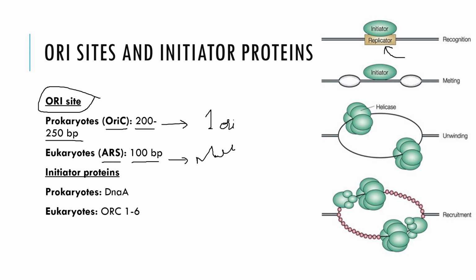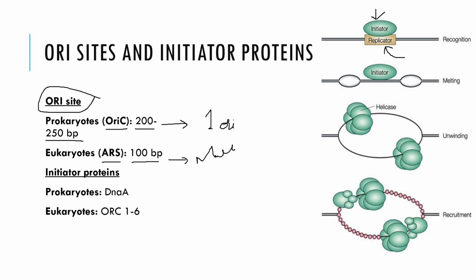Another thing is that here the ORI site is available. Firstly, this ORI site is recognized by the initiator protein. This is the initiator protein, as you can see in this diagram. In case of prokaryotes, the initiator protein has a different name and the structure is also different. And in case of eukaryotes, the initiator protein has a different name and different structure. So now we will look into what is the name of the initiator protein in case of prokaryotes and what is the name of the initiator protein in case of eukaryotes.